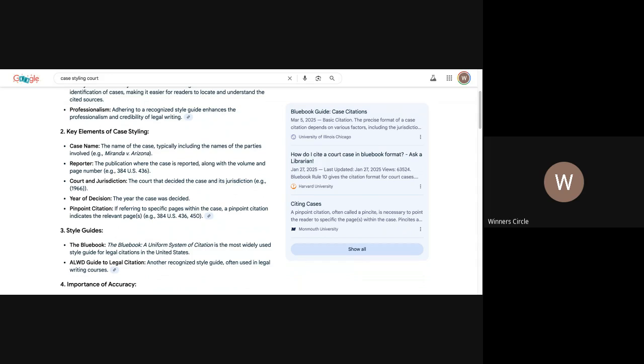Cases have to be recorded. And a lot of them are recorded in the register of deeds or with the circuit court. Okay, so court and jurisdiction. The court decided that the case in its jurisdiction, 1966, the year of the decision, the case was decided. Okay, so they're talking about cases that have been decided.